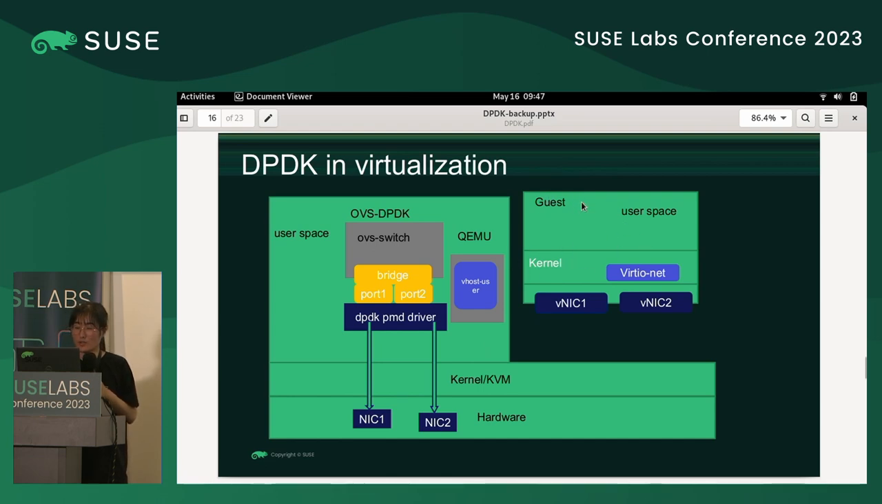In this scenario, if you don't have any application to run in the guest, you can just run your ovs-dpdk on the host. This part can improve the performance on the host, reducing the overhead in the host kernel.